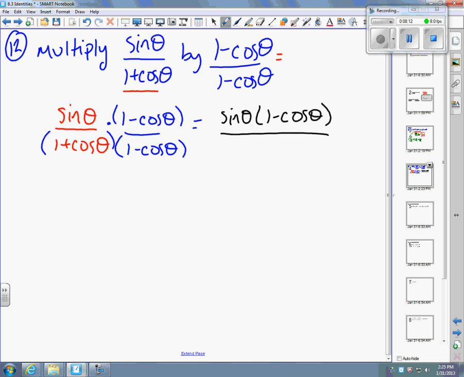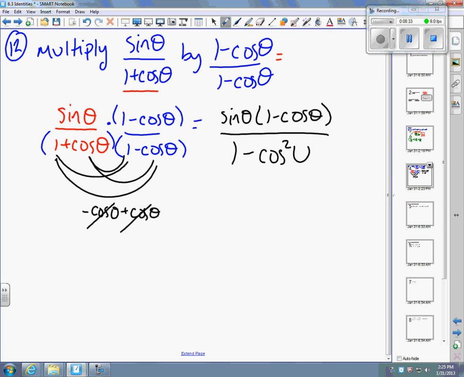Now on the bottom here, you're going to have to double distribute. This is like 1 plus x times 1 minus x. So this is 1. You get a minus cosine in the middle. You get a plus cosine in the middle. Those will go away. And then lastly, you get cosine squared, minus cosine squared.